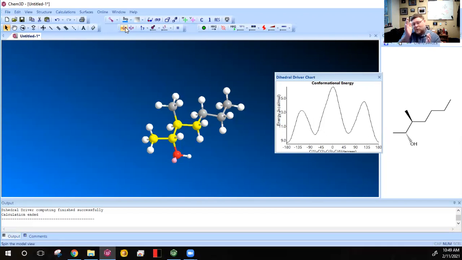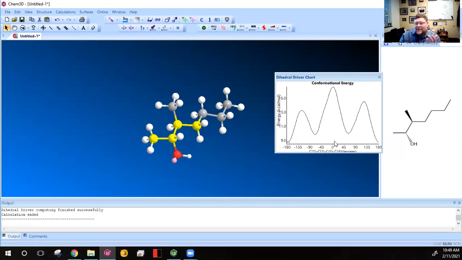But I can tell you if we're staggered and we go 60 degrees to eclipsed, that's going to be higher in energy. 60 more degrees to another staggered, we'll be back lower in energy. So you get this plot shown on the screen, energy, and don't worry about the numbers really. Just remember that less stable is higher, more stable is lower. And then you get the dihedral angle.